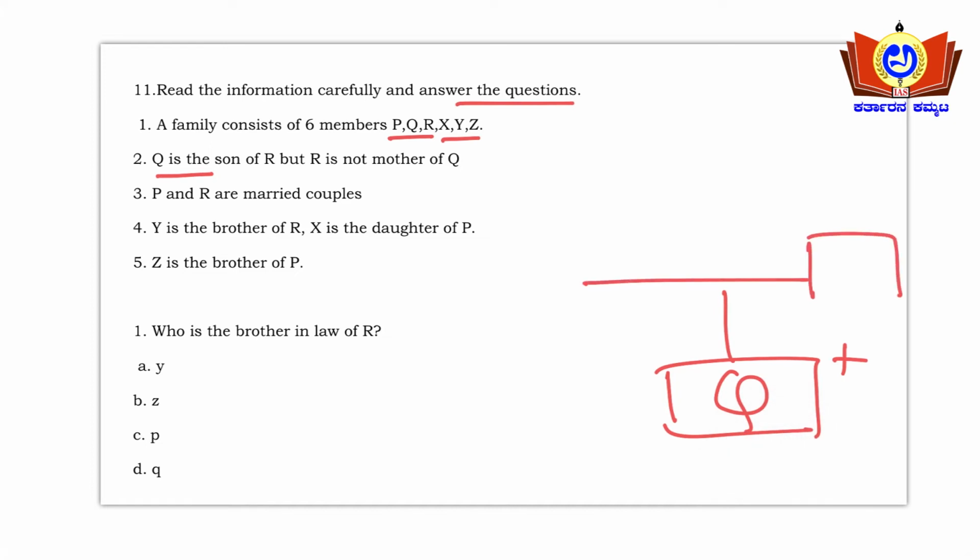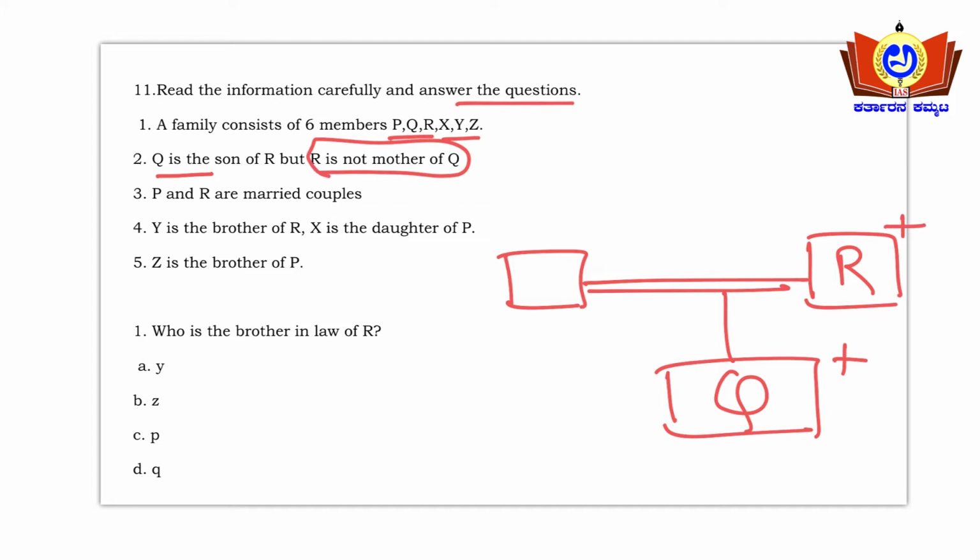Okay, so R will be either here, and these two will be married here. R is not the mother of Q here, which means obviously R will be male here. P and R are married couples, so P is female here.